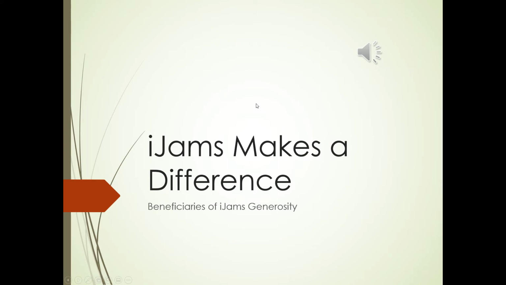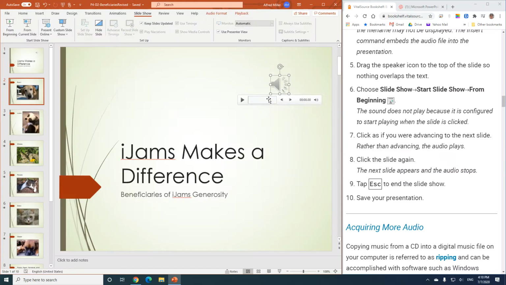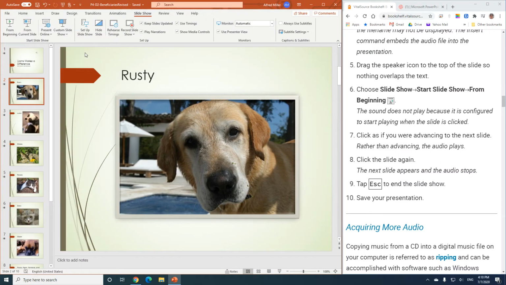I click on the slide, there's the audio playing. I don't even have to click the speaker, just click the slide itself. Click to go to the next slide. As you can hear, no more music. I'm going to press escape to exit the show. And step 10 says to save my changes.